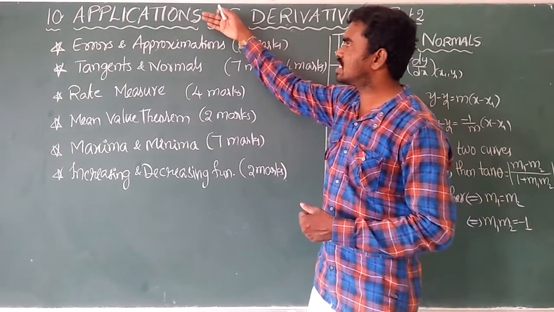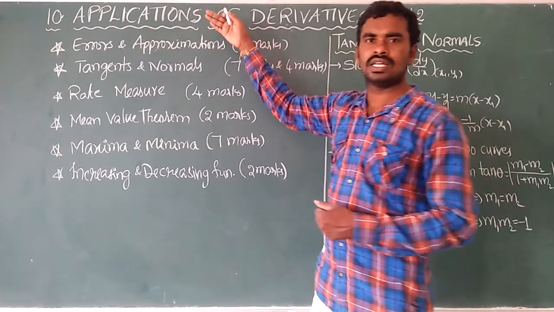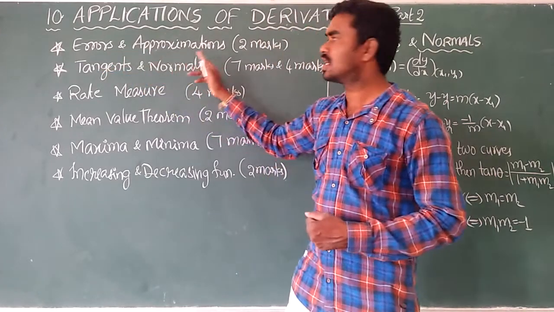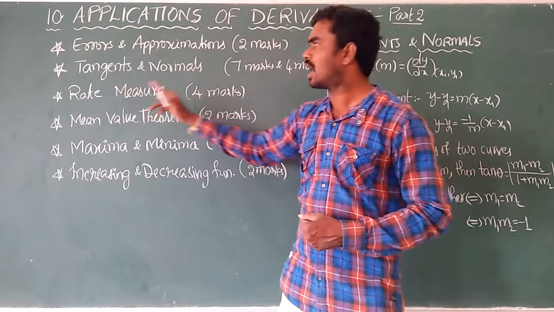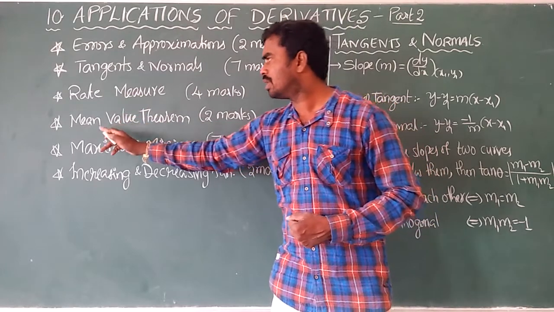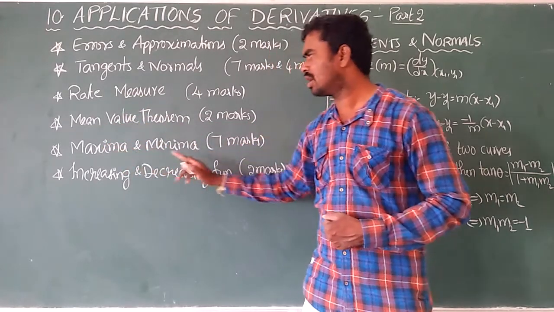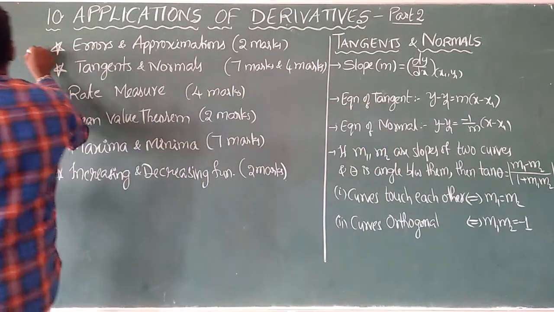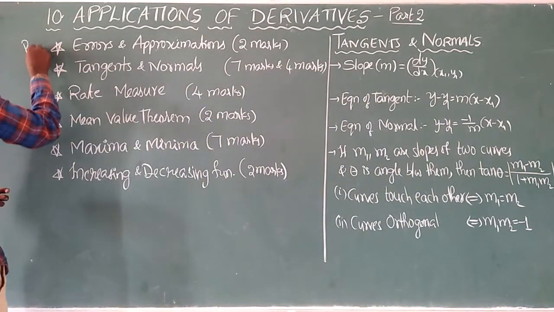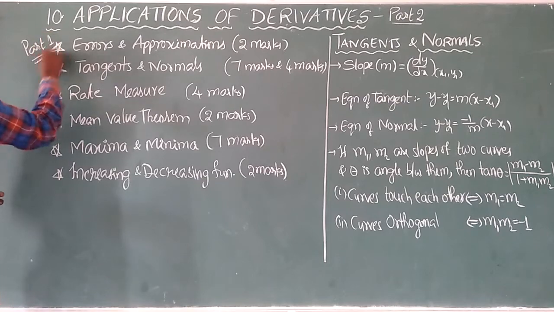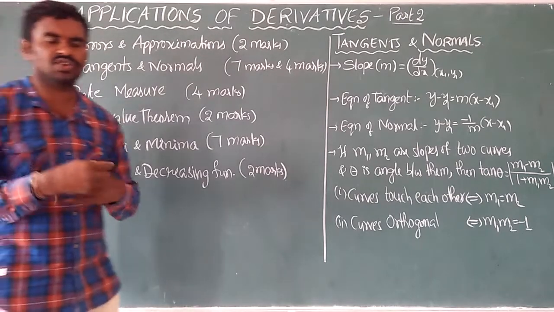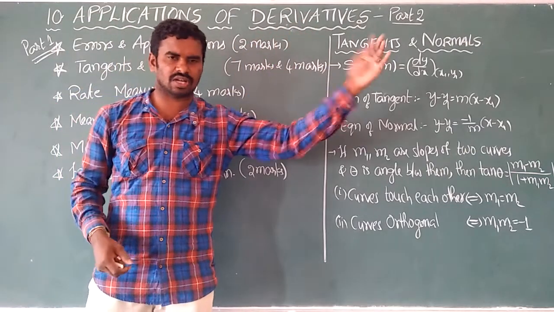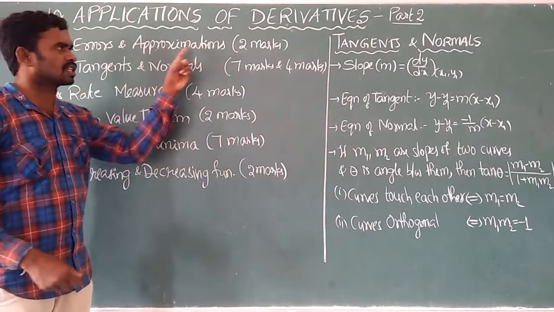It's actually a big chapter. In this, the sub chapters are errors and approximations, tangents and normals, rate measure, mean value theorem, and maxima and minima, increasing and decreasing. These are the subtopics. This we have done in applications of derivatives part 1. It is completed. For that you can search in YouTube like applications of derivatives part 1 by Nagaraju sir, and you can get this errors and approximations video.